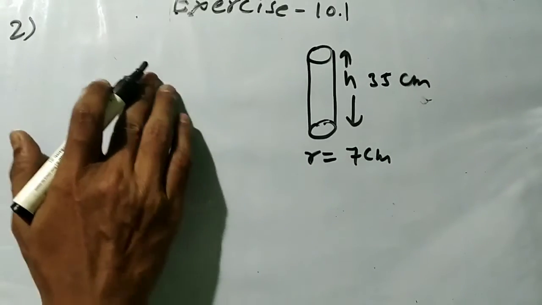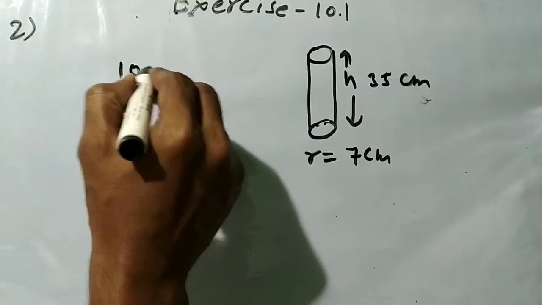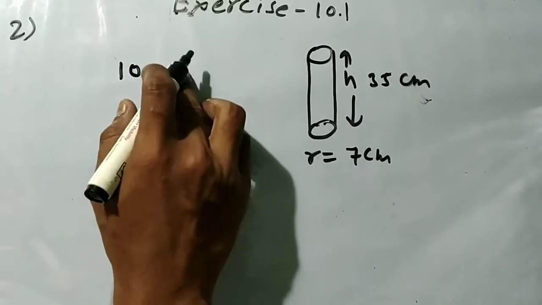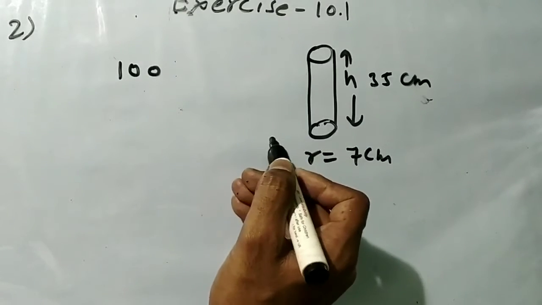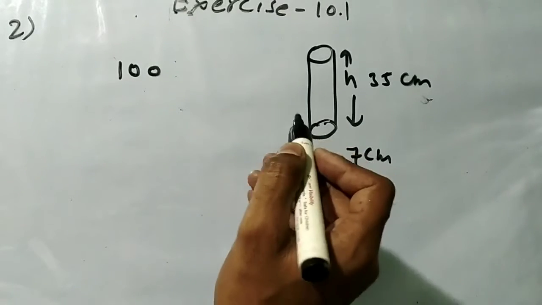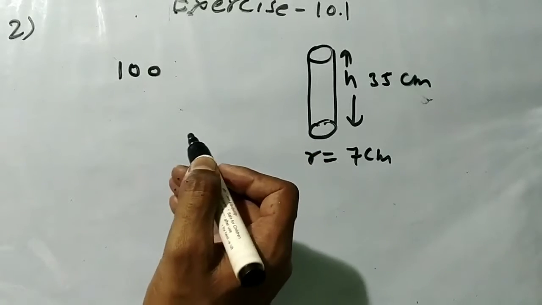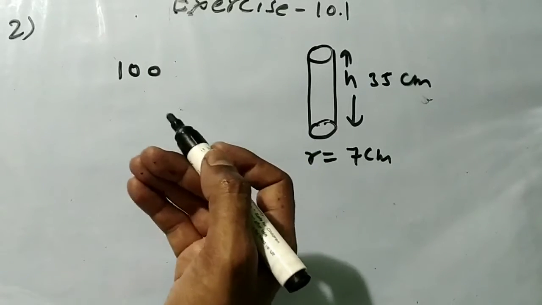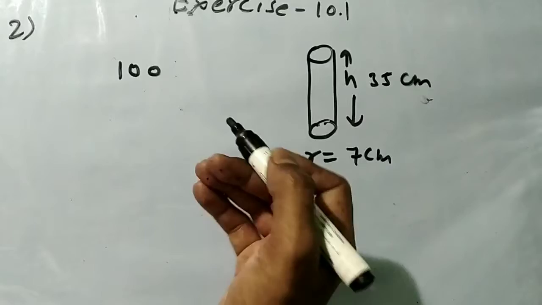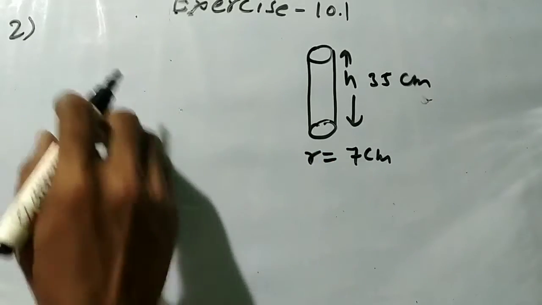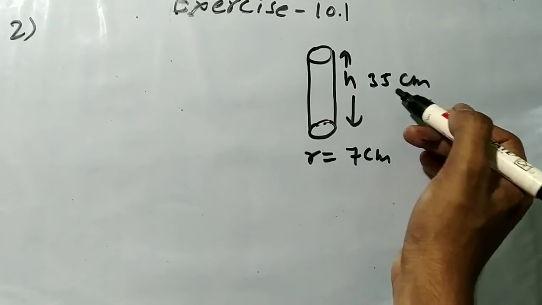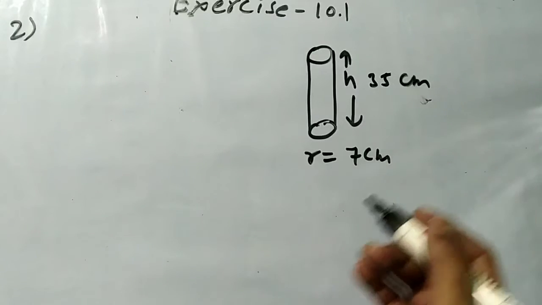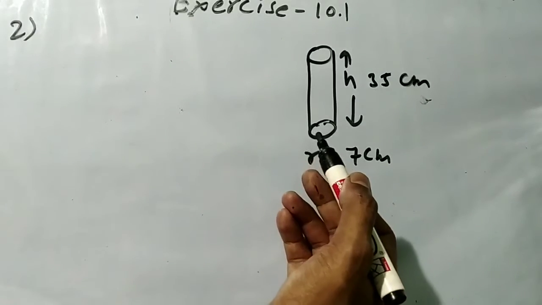So we have to make 100 cylinders with paper. So we need to know the material needed for one cylinder, that is the paper area. Paper area into 100, we will get the answer. Here they have given R is equal to 7 centimeters and height is equal to 35 centimeters. So we need to calculate the total surface area.